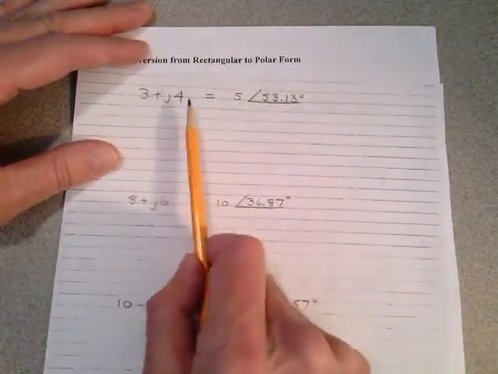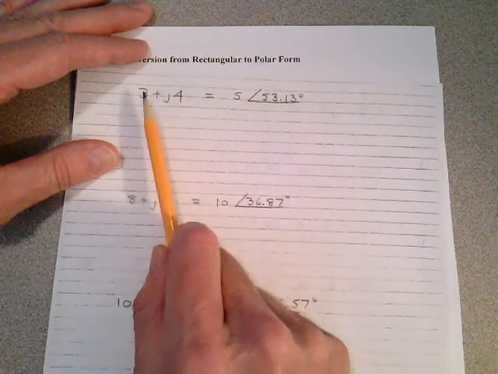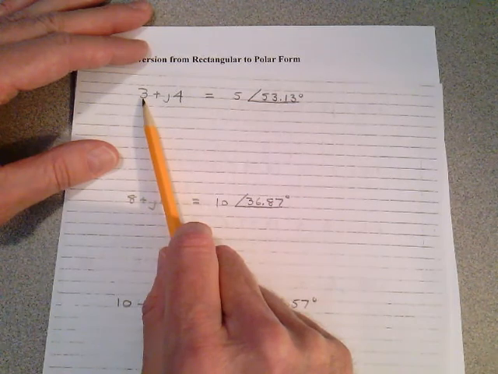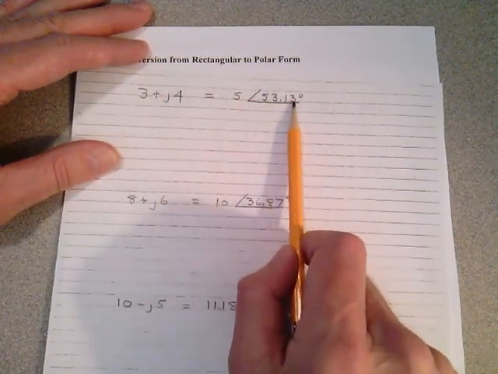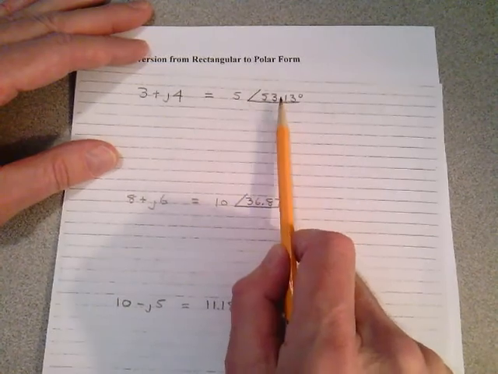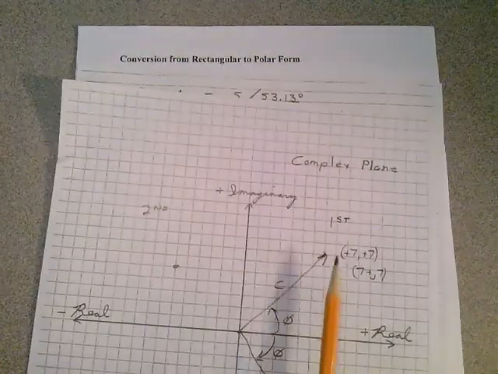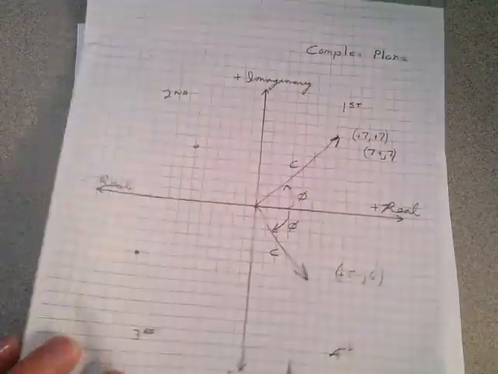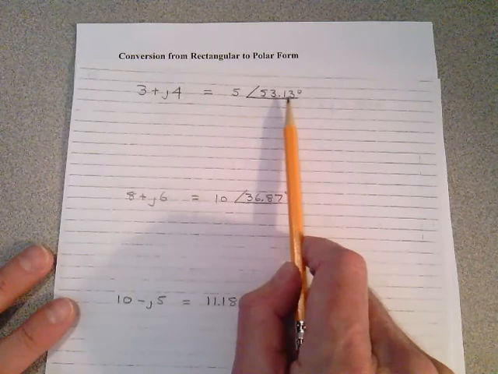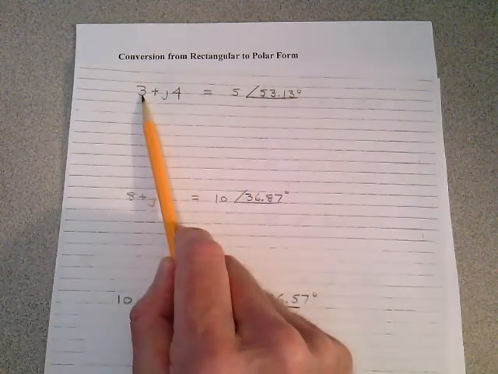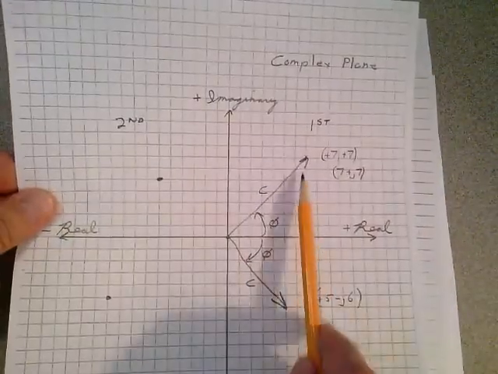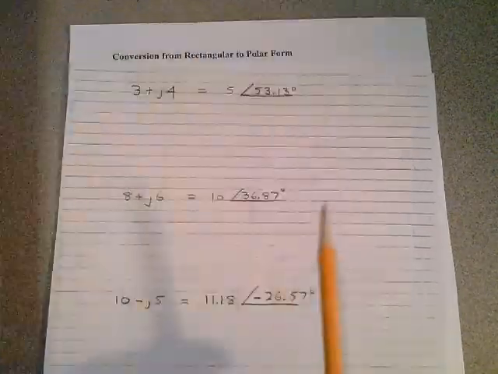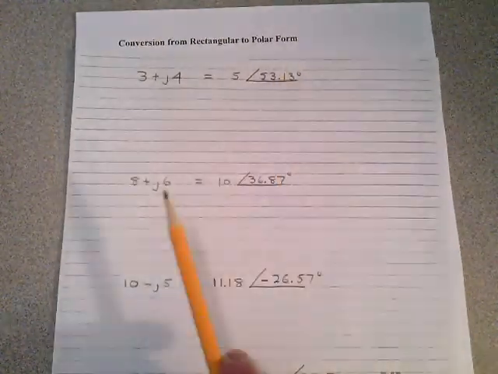I want you always to take the imaginary part over the real part. In this case, 4 divided by 3. Get a value and hit inverse tangent on your calculator. You're going to get 53.13 degrees, but you have to put that in the correct quadrant. You have to either put that in quadrant 1, 2, 3, or 4. If you have a positive real and a positive imaginary, it's going to put it in the first quadrant. So the angle's just the 53.13 degrees. There's your answer. What about this one down here?